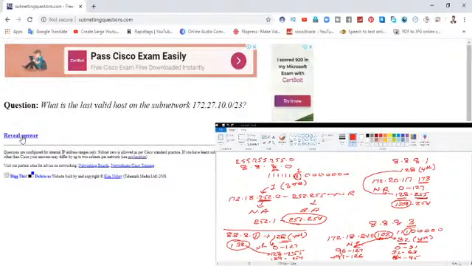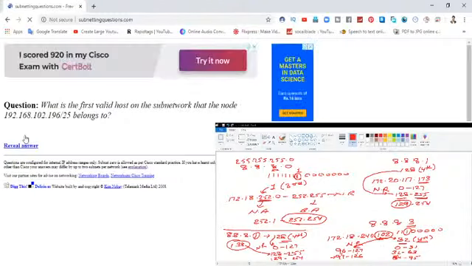172.27.11.254. 11.254 would be the last valid host. Right. Next question. What is the first valid host on the subnetwork? The answer would be 192.168.102.129. 102.129 would be the answer. Check, 102.129 is the answer, right?